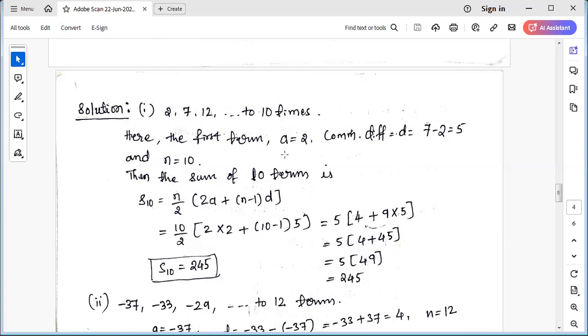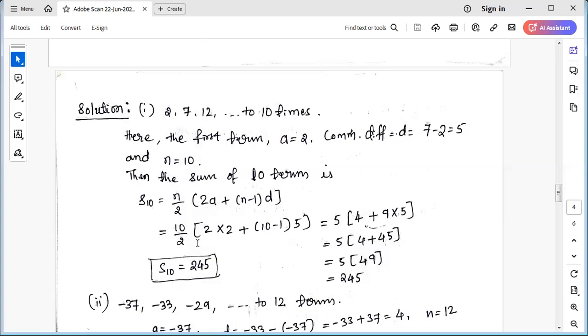So here the first term is A equal to 2, and the common difference is 7 minus 2 equal to 5. That means you need not check whether 12 minus 7 is 5 or not, because they have told that it is an AP. So taking the first two terms is enough to calculate the common difference. And n is equal to 10. 10 terms are there. Then the sum of the 10 terms is given by S10 equal to n by 2 into 2a plus n minus 1 into d.